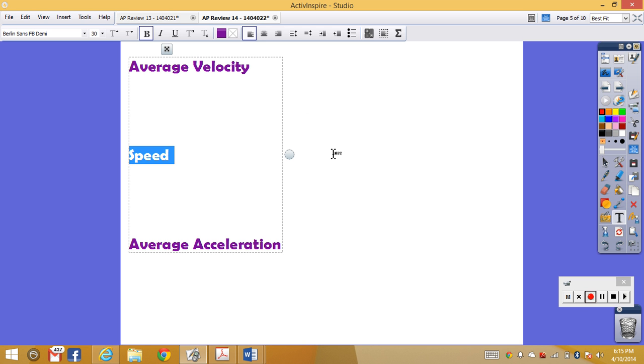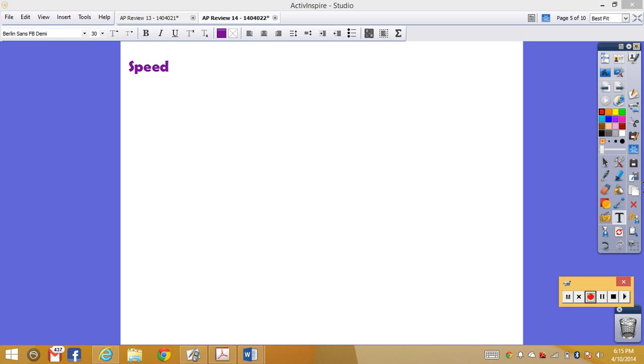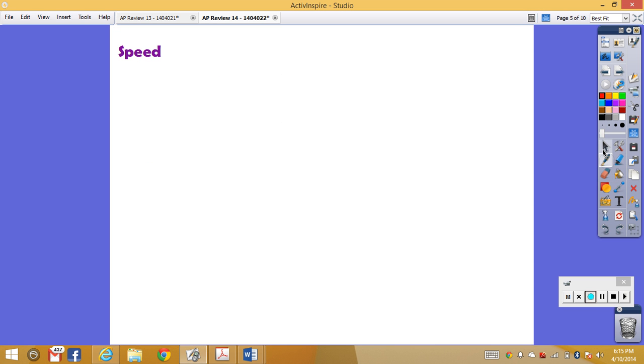If I could, just a reminder about speed. We've done speed with derivatives, but speed is equal to the absolute value of velocity. They're not the same thing unless velocity is positive. And speeding up versus slowing down, you see how important this concept is. I repeat it over and over and over.